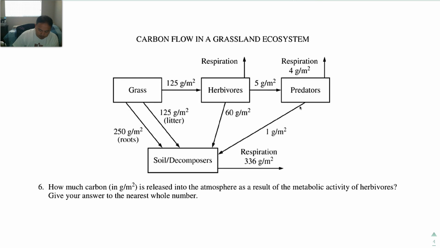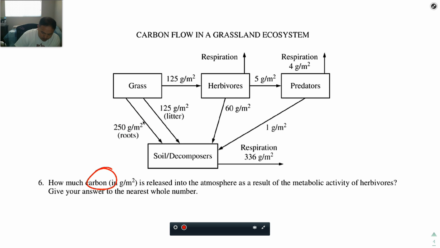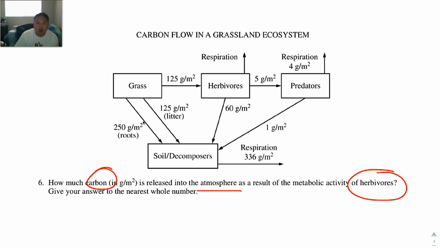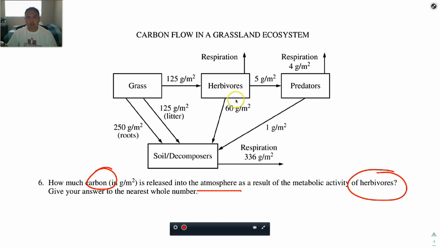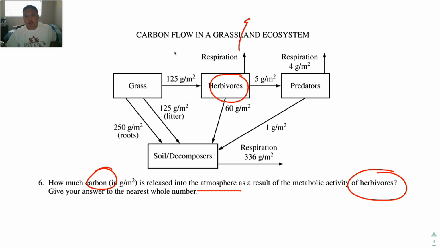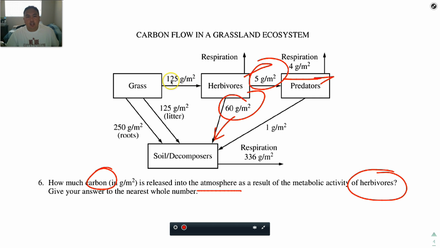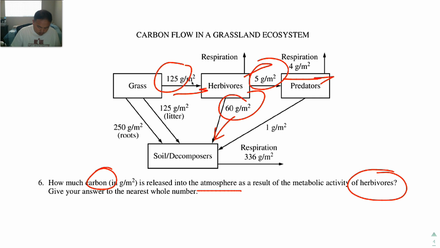And the last question says, how much carbon is released into the atmosphere as a result of the herbivores? So first thing I would do in this test is, where are the herbivores? They're right here. And some of it goes into respiration, but how much? Again, this is not supposed to be difficult. It's not a math test. Well, I notice that 5 of the herbivores goes towards predators. And I notice that 60 goes into the soil. And I know that 125 goes in.